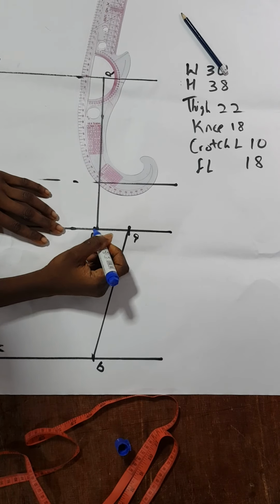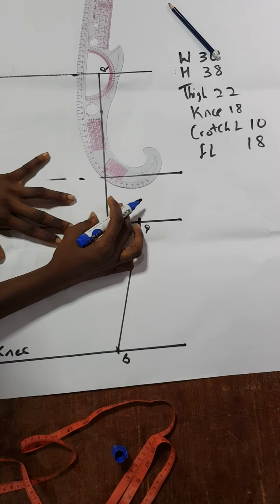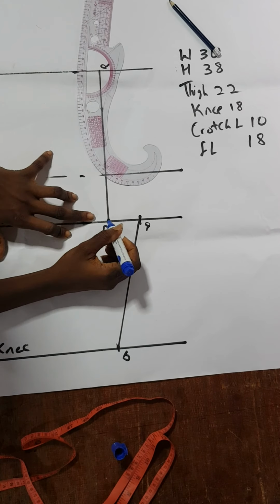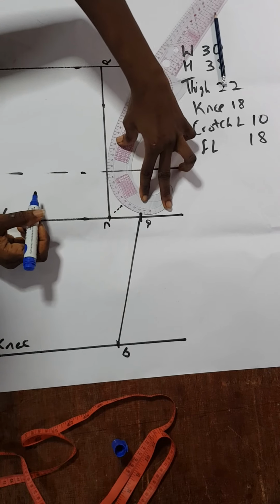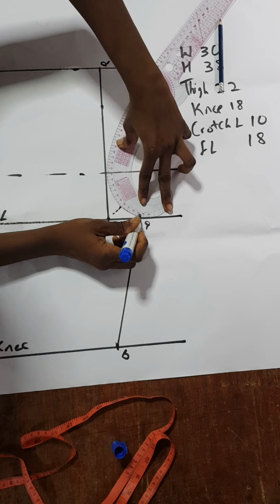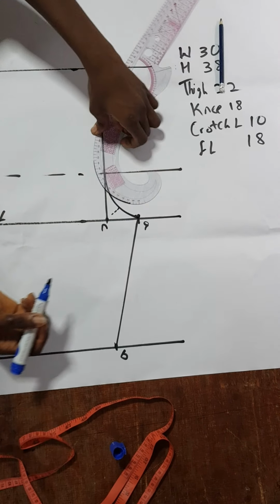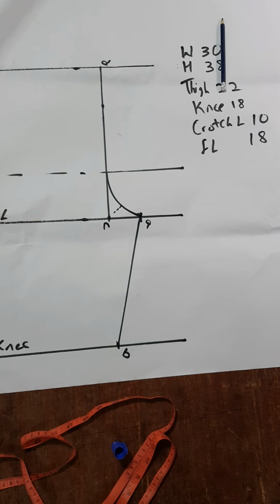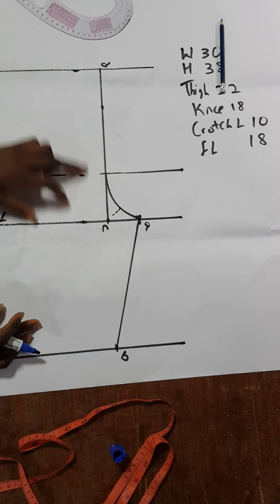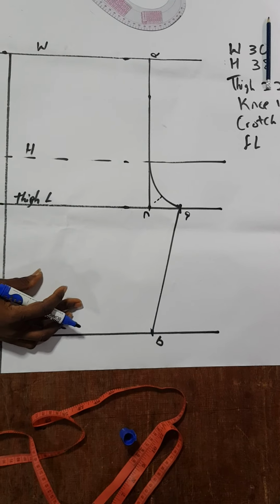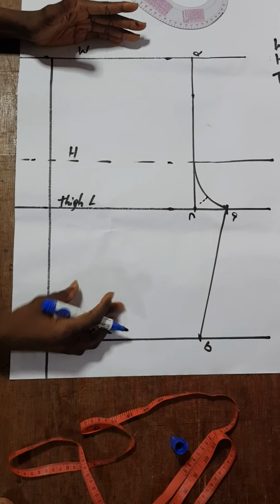So how do I get an accurate curve? I'll come in about 1 inch from this point, so 1 inch before I take my curve. So this is for the crotch area, and then the next thing I'll do now is to take my waist measurement.